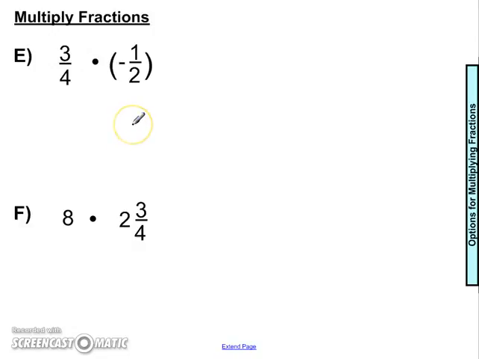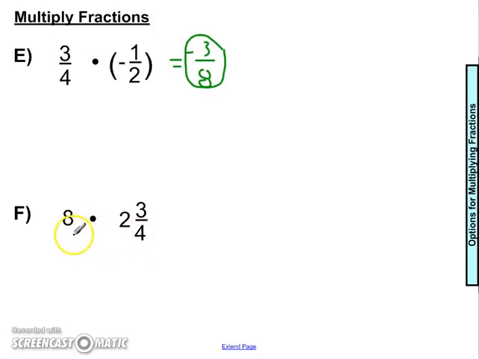And then E and F, do I have any? I don't have, in this case, any reductions. So 3 times 1 is 3, and 4 times 2 is 8. Again, 3/4 won't reduce, 1/2 won't reduce, 1 and 4 won't, 3 and 2 won't. Positive times negative is negative, and there, negative 3/8.